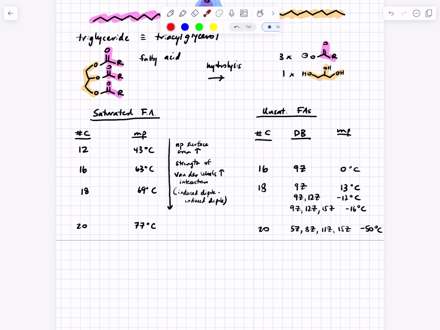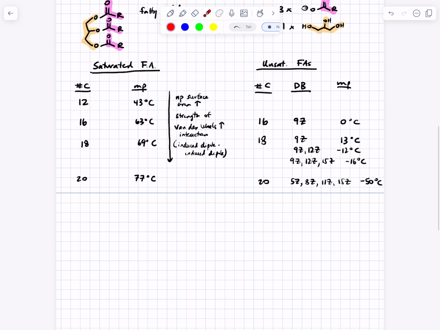2 double bonds, 3 double bonds by even more. By the time you get 4 double bonds, look at that differential. It's 120, almost 130 degree difference in melting temperature. So let's talk about why that is, and we're going to illustrate that with the structure of some of these fatty acids.